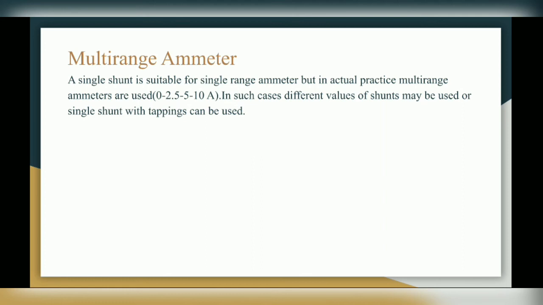Next one is the multi-range ammeter. A single shunt is suitable for a single range ammeter, but in actual practice multi-range ammeters are used. That is, they have different ranges, that is 0 to 2.5, 5 or 10. So they have 3 ranges, 2.5, 5 and 10 ampere. In such cases, different values of shunts may be used or a single shunt with tappings can be used. So there are two methods for that purpose. One is by using different values of shunt, or by using a universal shunt with tappings.